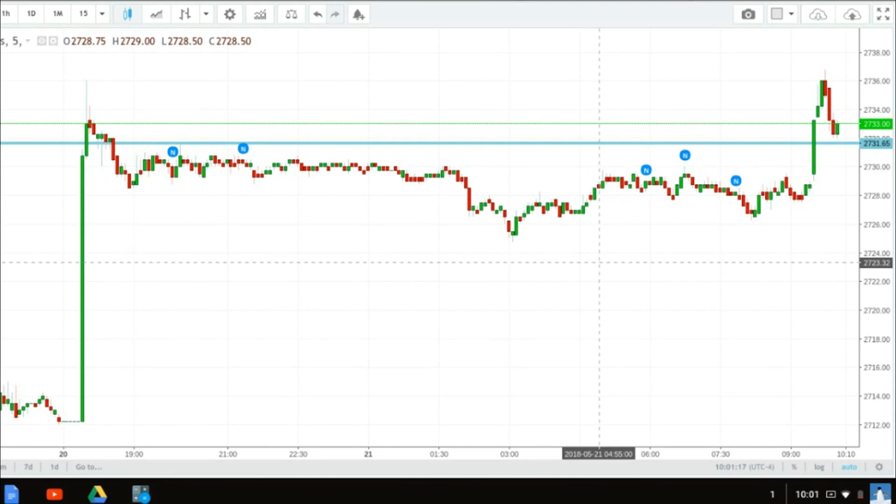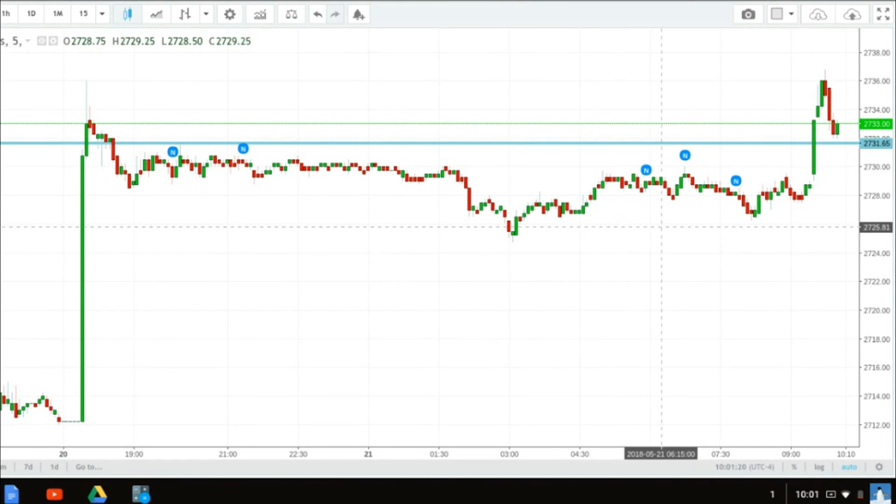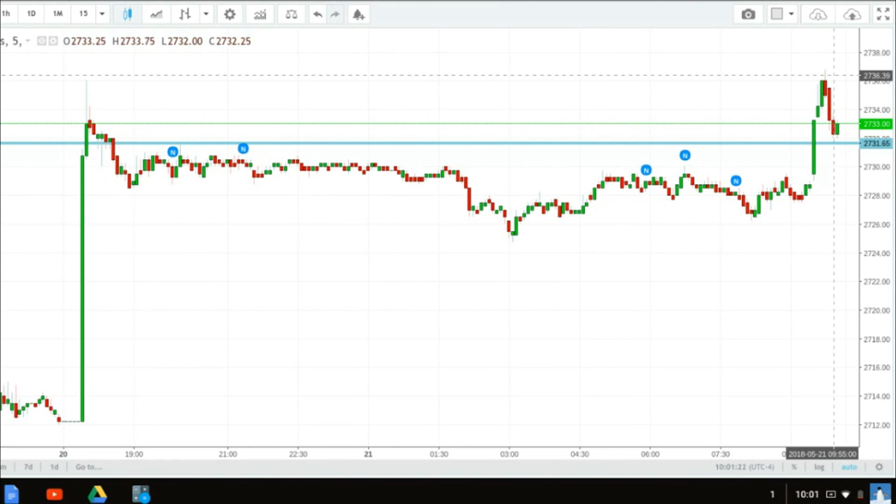A lot of people got in at 2732. We again saw the breakout, wanted to see the retest. We've gotten in. So we're up about a point.